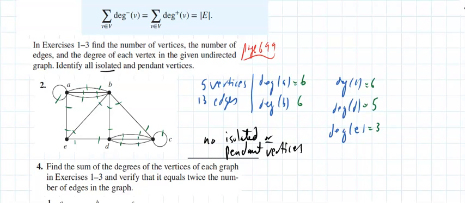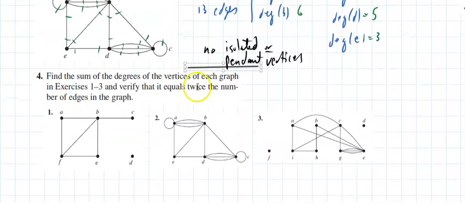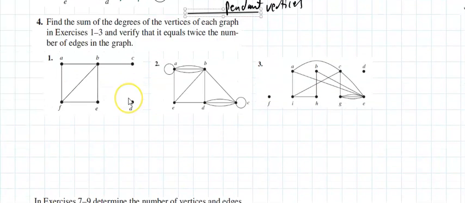All right. Moving on to the next problem. It says find the sum of the degrees of the vertices for each graph in 1 through 3. So I copied them down and verify that it equals twice the number of edges. Well, let's see. If I look at example 1, I'm going to go in order A, B, C, D, E, and F. A happens to have 2. B has 1, 2, 3, 4.